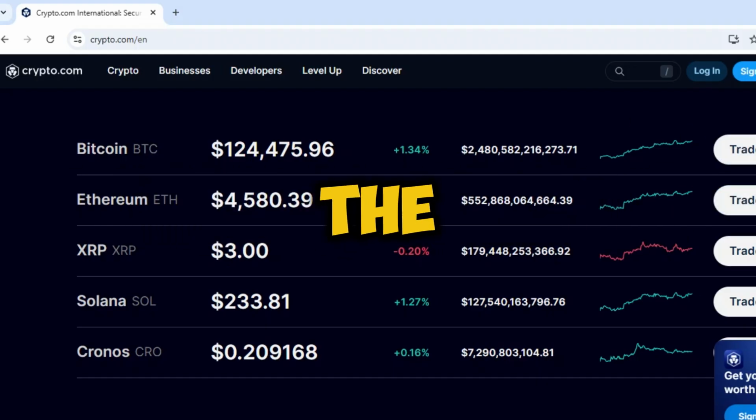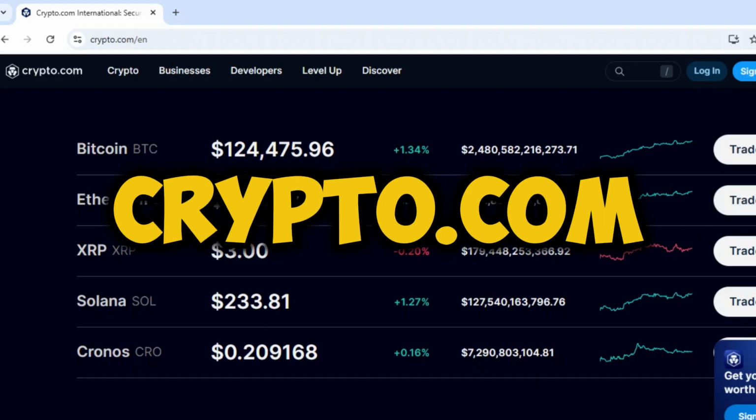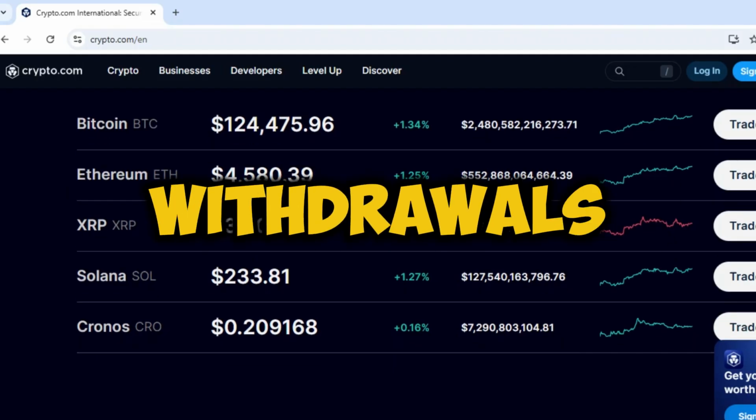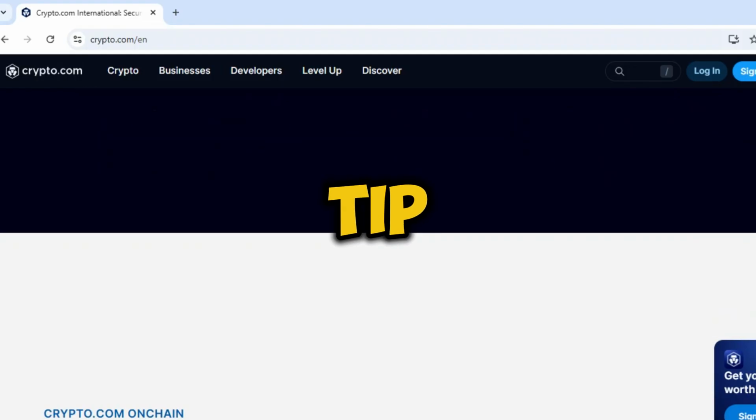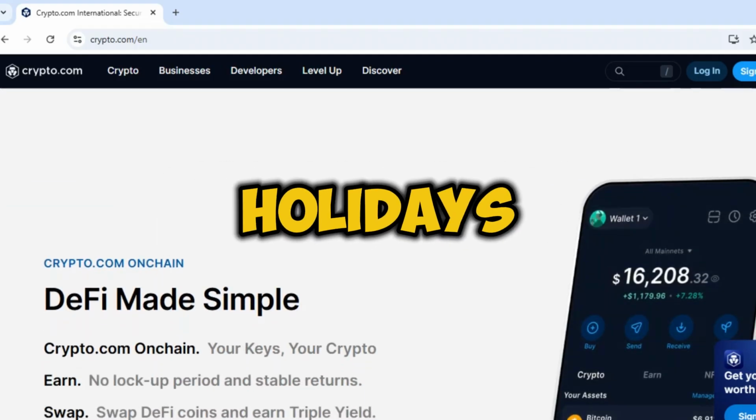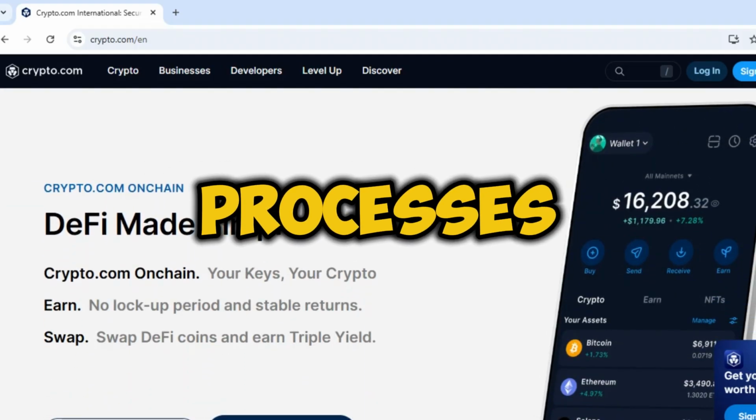For withdrawals, the process is reversed. Initiate from Crypto.com to your linked bank account. Withdrawals also take 3 to 5 business days to reach your bank. A crucial pro tip: plan your transfers around weekends and holidays, as ACH only processes on business days.